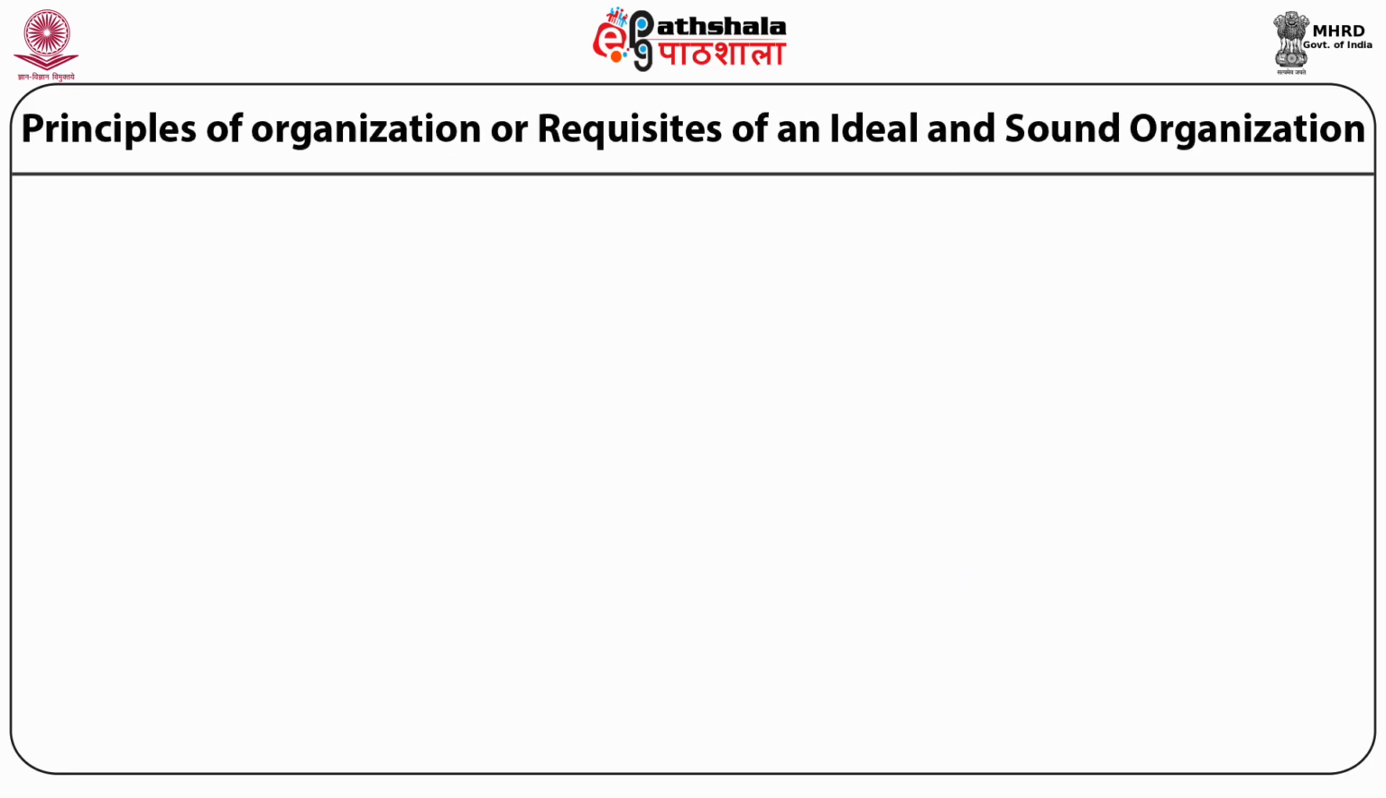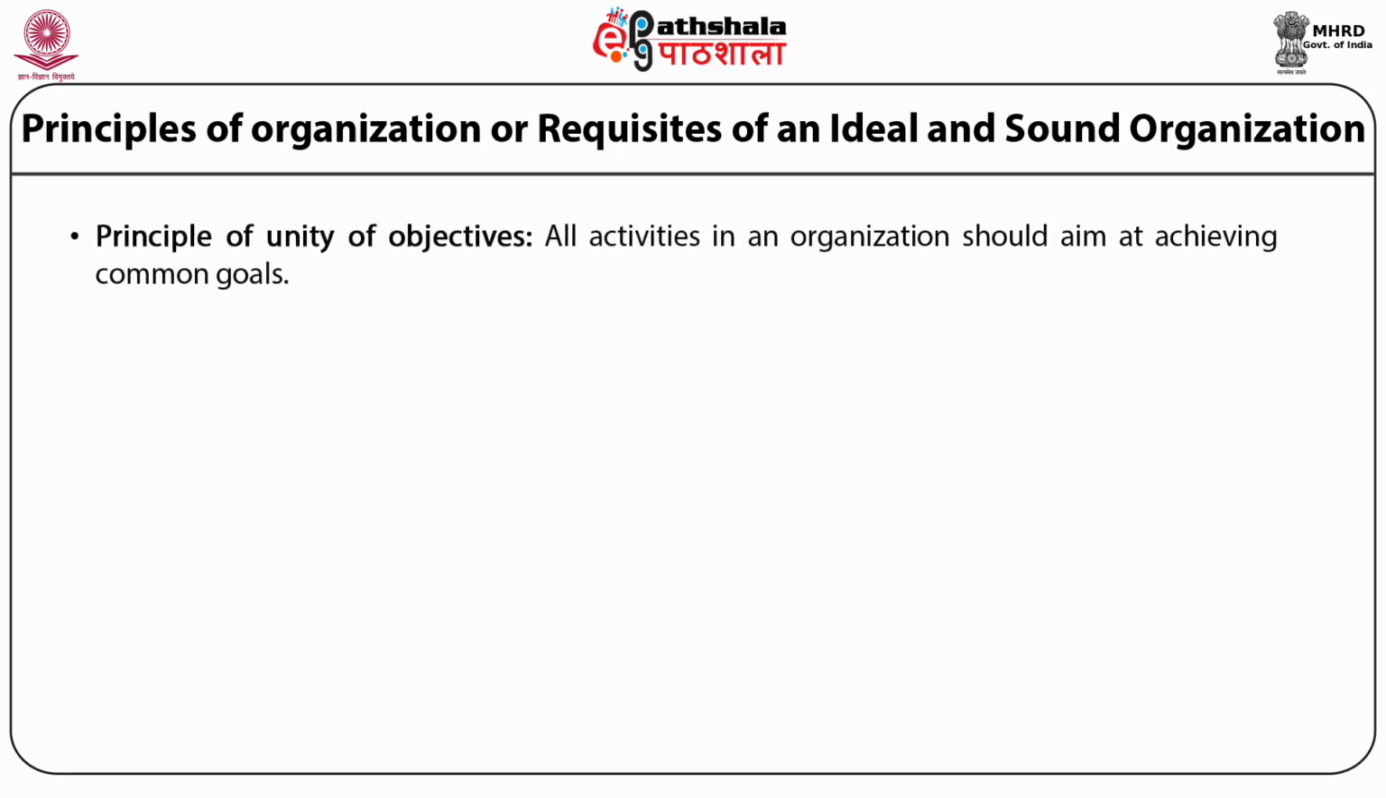Principles of organization or requisites of an ideal and sound organization. Principle of unity of objectives. All activities in an organization should aim at achieving common goals. All departmental goals must be clearly defined and should aim at achieving the overall goal of the organization. Also, efforts must be made to synchronize the individual goals with the organizational goals.